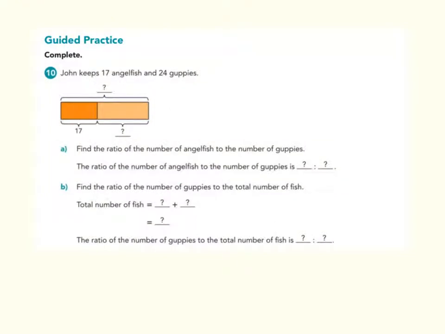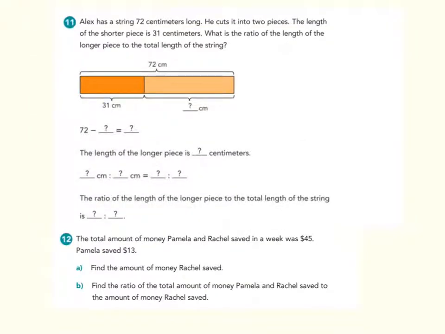We'll close out part 1 of chapter 4.1 with 3 sample problems in which you will draw part-part or part-whole models to determine ratios. Number 10 asks you to find ratios of angelfish to guppies in John's aquarium. When you finish this problem, come back and I'll show you number 11. And here are your final 2 problems for chapter 4.1 part 1. Please go ahead and use the part-part or part-whole models to calculate these ratios.